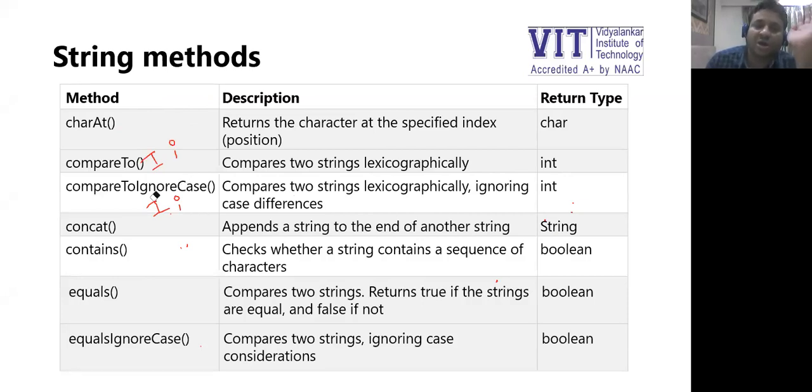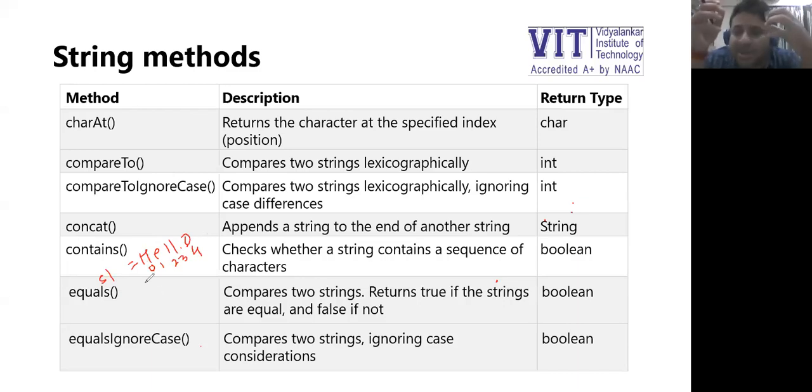Now concat will concatenate two strings. Then contains: suppose there is hello, and this is s1. If I say s1.contains("o"), whether character o is present in s1 or not, it will return true because it is present. If I say s1.contains("z"), z is not present in string s1, so it will return false.